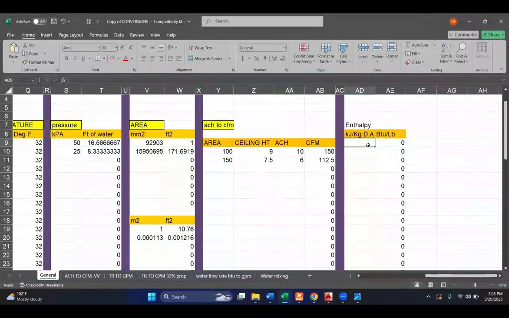For enthalpy conversion, we can convert from kilojoule per kilogram of dry air to BTU per pound of dry air.